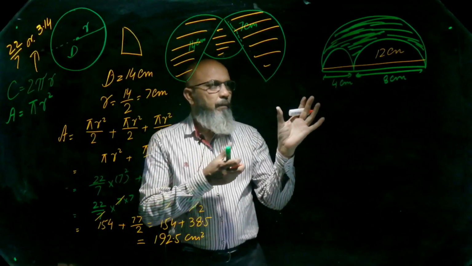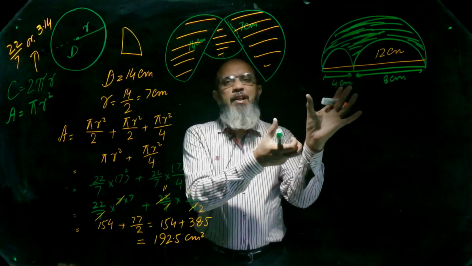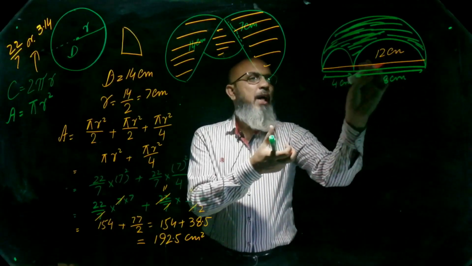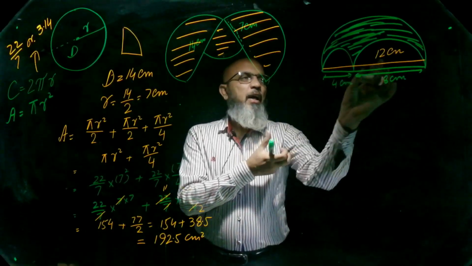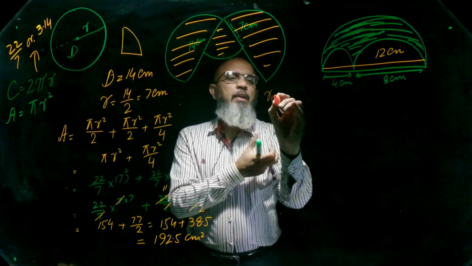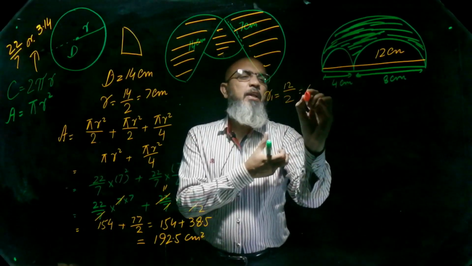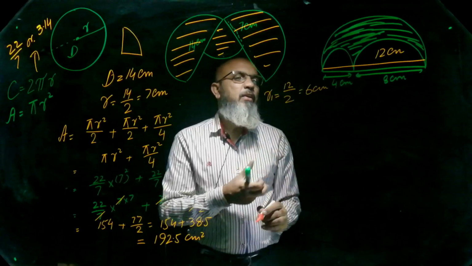Now just look at the diagram. Now in this diagram we have 3 circles. One big circle with diameter 12 centimeter. And what will be its radius? I name it R1, radius 1, that is 12 divided by 2, equal to 6 centimeter, right?